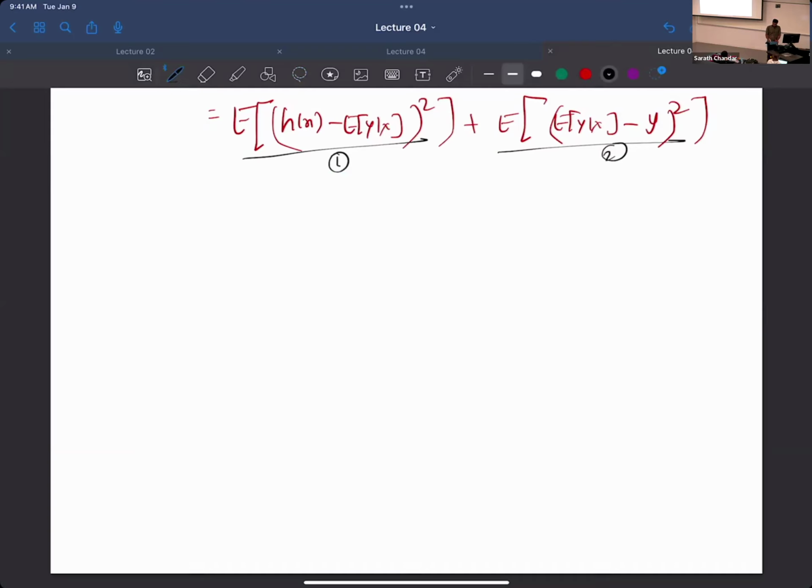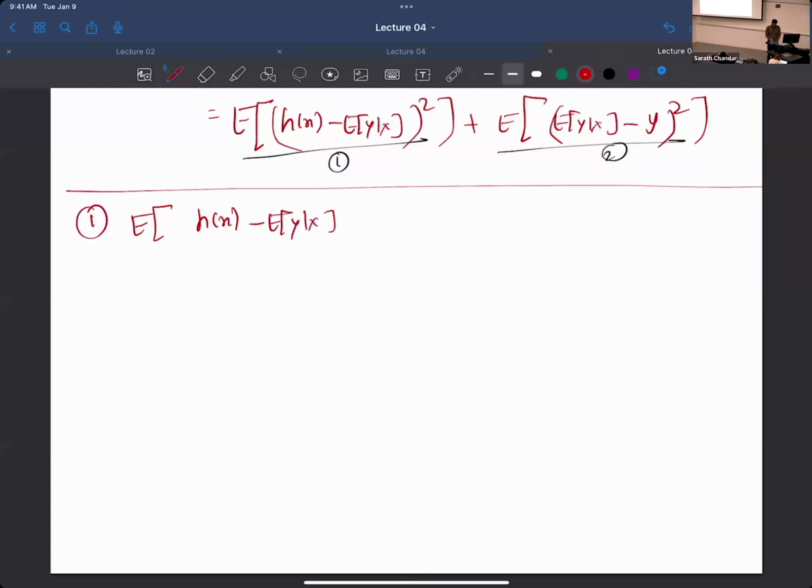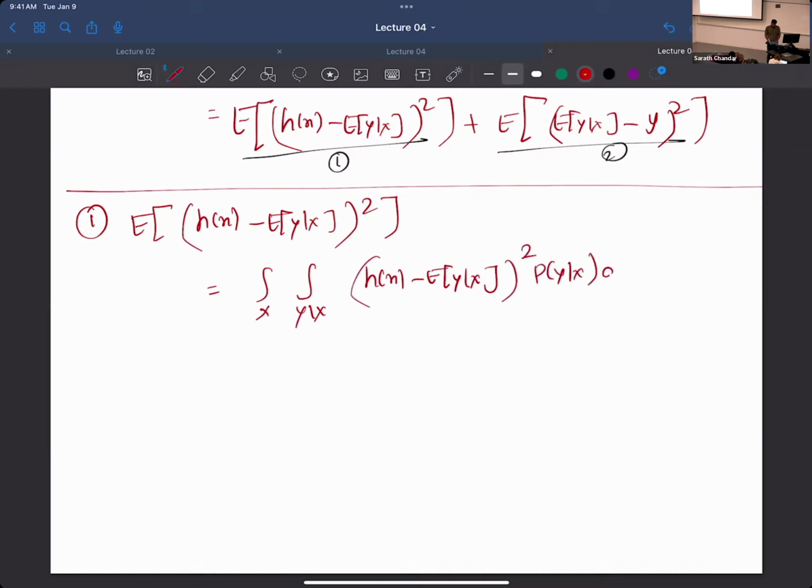Let's just take the first two terms. I'm going to do the first term, which is the expected value of h of x minus E of y given x, the whole square. This is given as the integral over x, integral over y given x, of h of x minus E of y given x, the whole square, p of y given x dy, p of x dx.